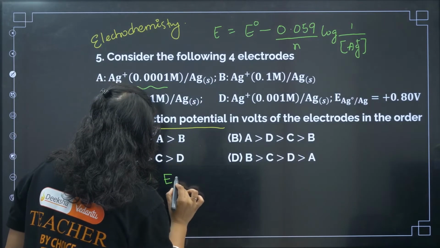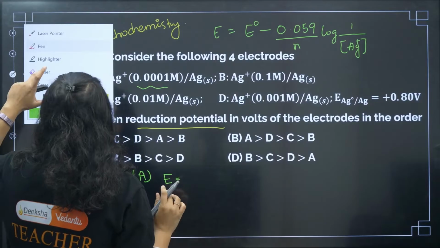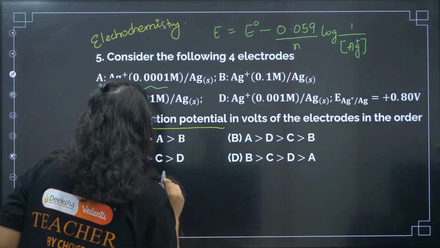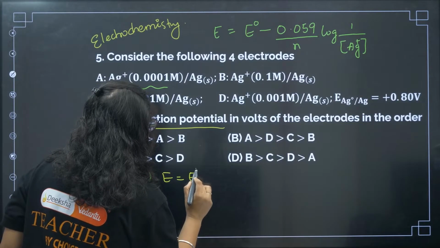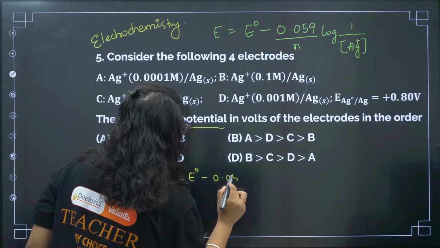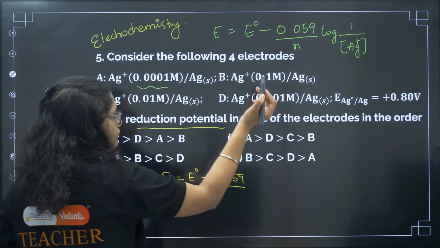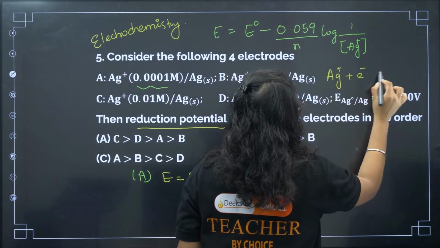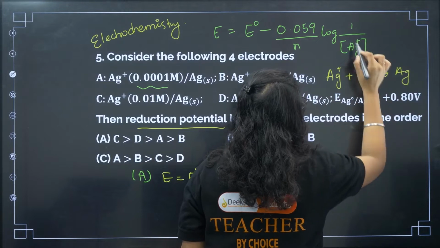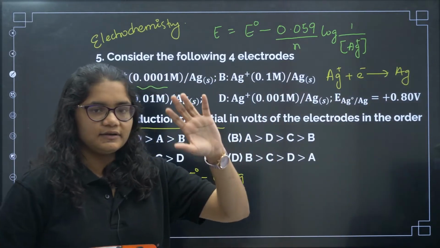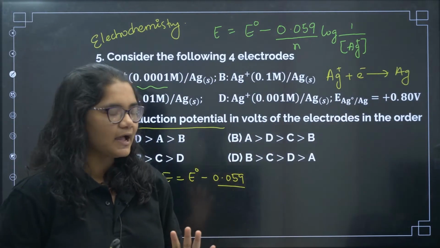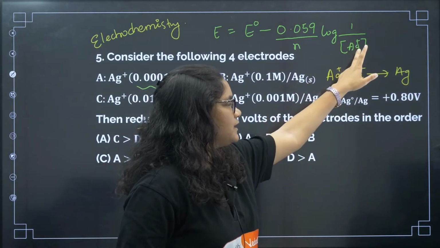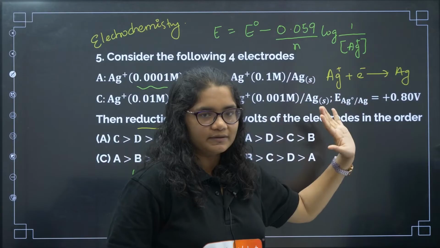I'll get E equal to, I'll use a different pen here. Okay, so we'll get E is equal to E naught minus 0.059. Now n value is 1. What is the reaction here? Ag plus plus 1 electron is giving you Ag, right? Here the concentration of products divided by the concentration of reactants ion. Here there is no ion, so that is why 1, and here we have Ag plus, that is why it is concentration of Ag plus, right?